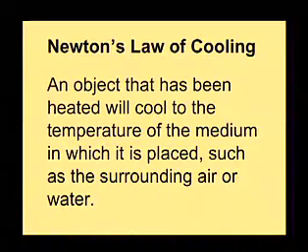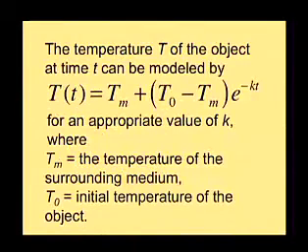And it's called Newton's law of cooling. An object that has been heated will cool to the temperature of the medium in which it is placed, such as the surrounding air or water. The temperature T of the object at time t can be modeled by T(t) = T_m + (T_0 - T_m)e^(-kt) for an appropriate value of k, where T_m is the temperature of the surrounding medium and T_0 is the initial temperature of the object.